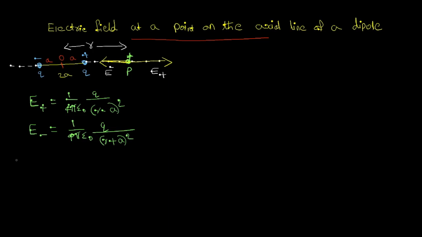Then the total electric field acting on P is the difference between E positive, the electric field intensity due to the positive charge, and E negative: E positive minus E negative.